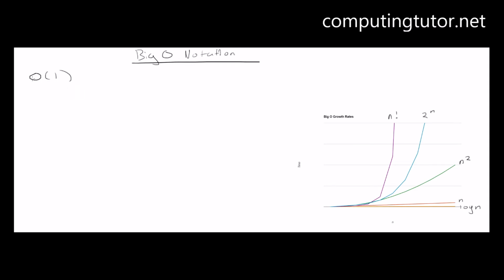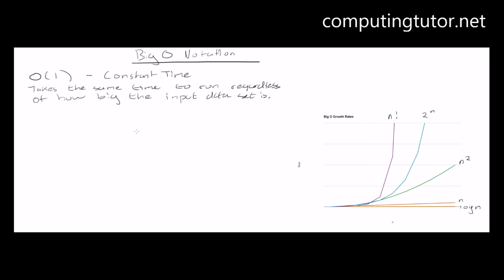classification of an algorithm is O(1), and this is called constant time. And for constant time, what we've got is a time complexity describing an algorithm which takes the same amount of time to run regardless of how big the input data set is. Okay, so we can say that an algorithm that takes the same amount of time to run regardless of how big the input data is has a time complexity of O(1).